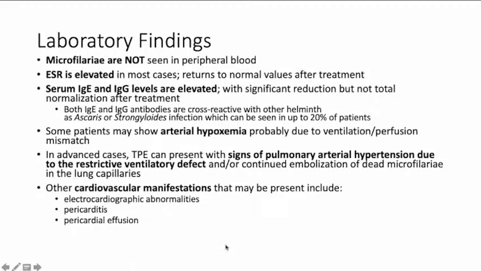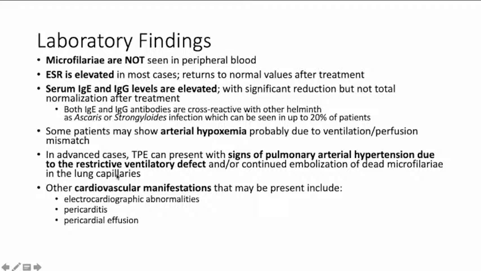Advanced cases of TPE present with signs of pulmonary hypertension because of restrictive ventilatory defect. So chronic pulmonary hypoventilation then leads to pulmonary hypertension, as well as continued embolization of the dead microfilaria in the lung capillary. So this may be a long-term complication of TPE, where the patient, at the time when you're reviewing them, may already have pulmonary arterial hypertension.